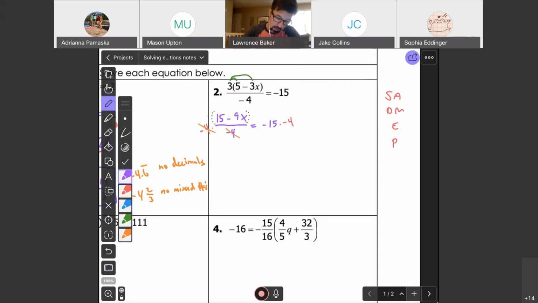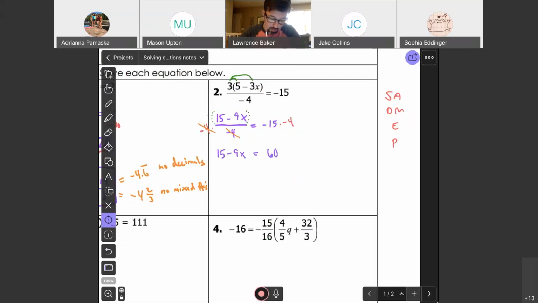And so on the left side now we have 15 minus 9x equals 4 times 15 is 60. It's positive since they're both negative. Okay. So now we have that positive 15 to get rid of, or that negative 9 to get rid of.